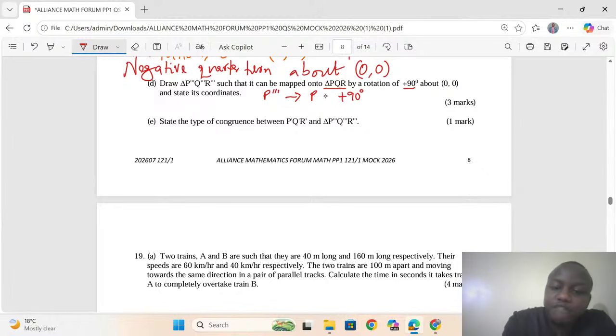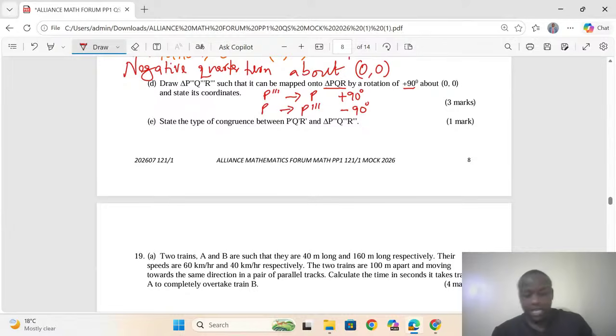Then it means to reverse the particular transformation, now that we have P, for us to map it to P triple prime, we should use the same center. We rotate in the reverse direction now. We use negative 90. I want us to be in agreement there. We're going to use negative 90 about the origin so that we get the third image.